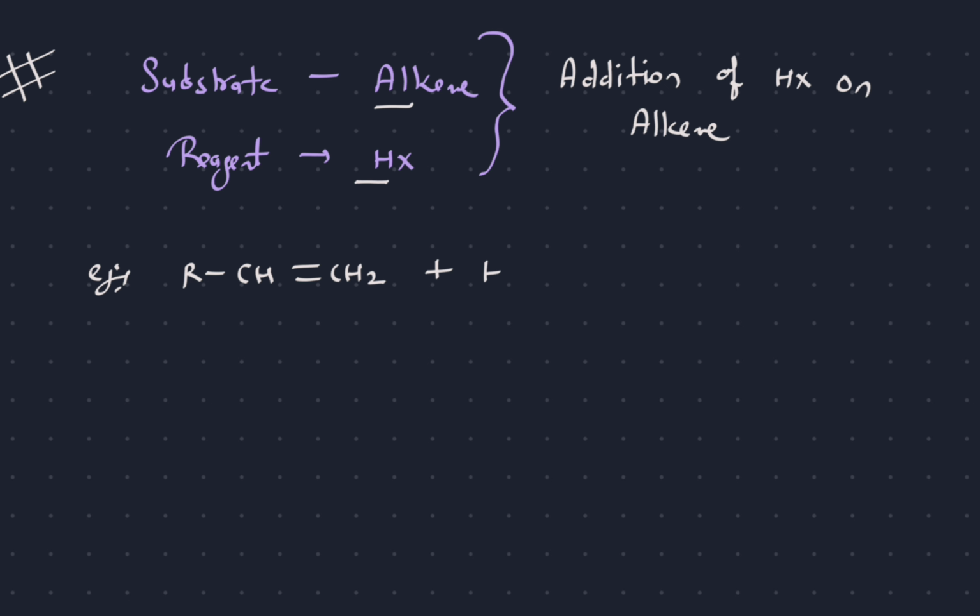Whenever it reacts with HX, the hydrogen of HX is the electrophilic side and the halogen is the nucleophilic side, because the halogen is more electronegative, so it possesses more electron density. And the alkene is nucleophilic in nature. In the product, the pi bond of the alkene changes into two single bonds, or we can say two sigma bonds. So the product will be H and X added.